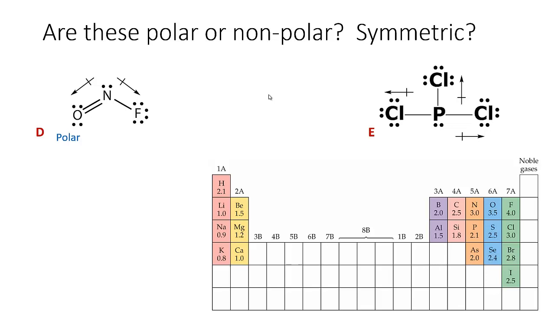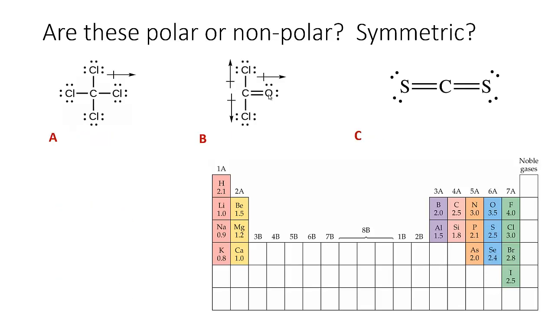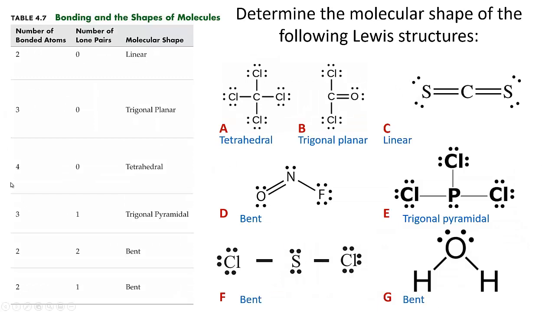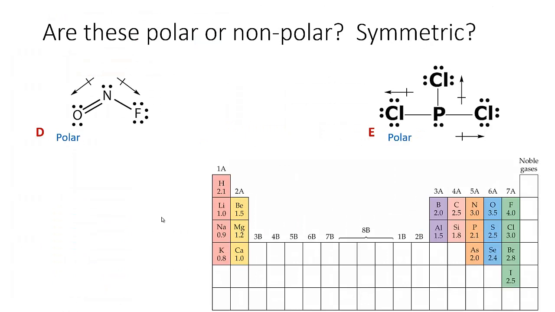What about this last one? You've got chlorine attached to phosphorus, and there's three of the chlorines, but you also have that lone pair. So if you go back and look at your chart, you'll notice three bonded atoms, one lone pair, therefore it's trigonal pyramidal. So what's crazy about this, you've got your lone pair that's kind of up on top of a pyramid. And so that being said, the chlorines are all pulling away from the phosphorus, your one lone pair is pulling up, but it's not a symmetric pulling. So therefore it's going to be a polar molecule.